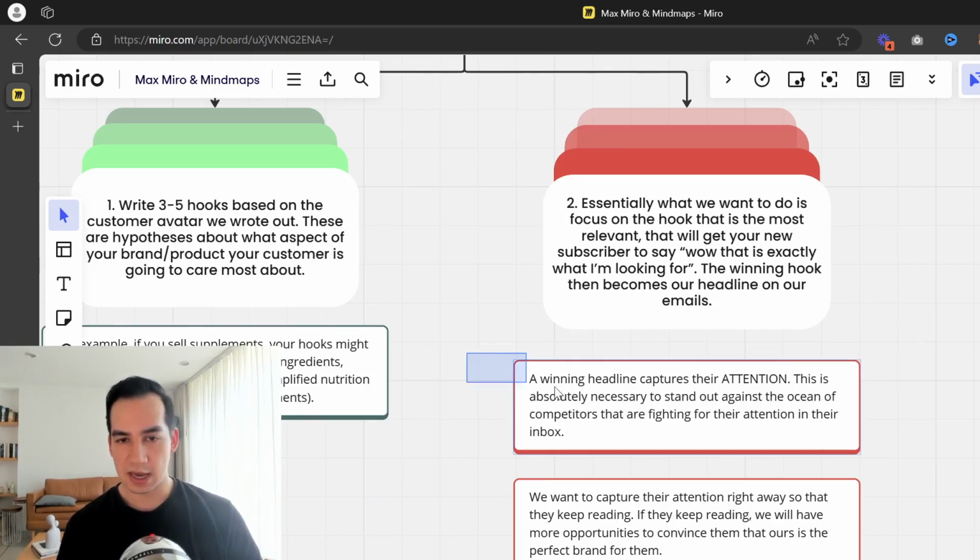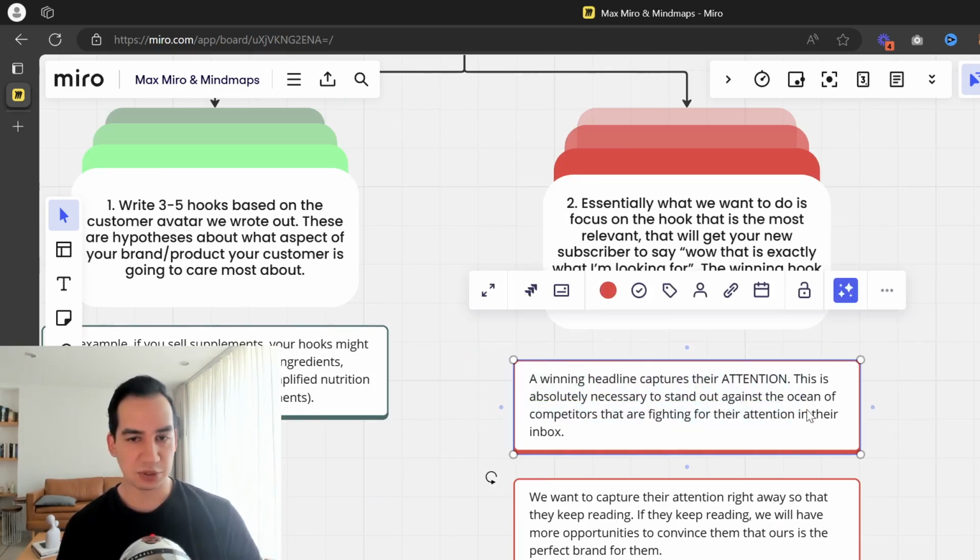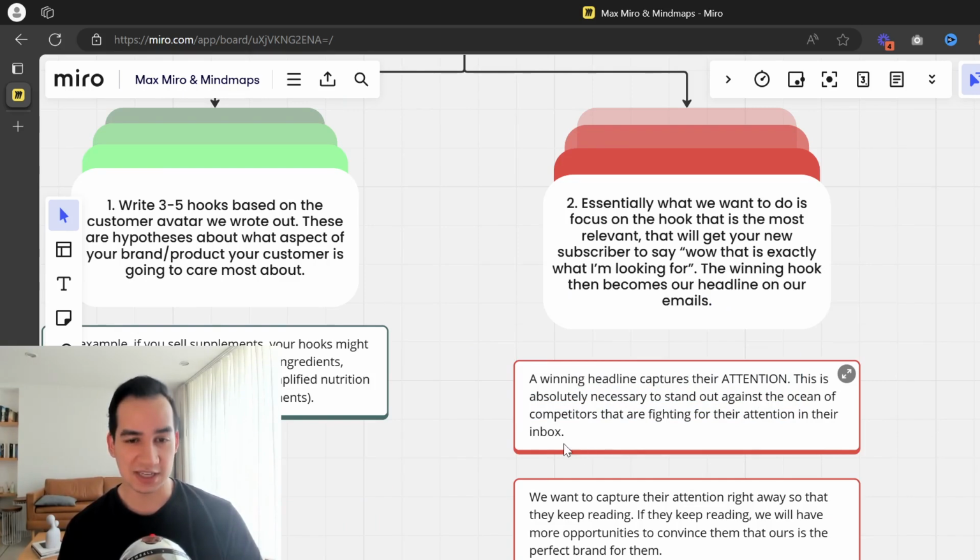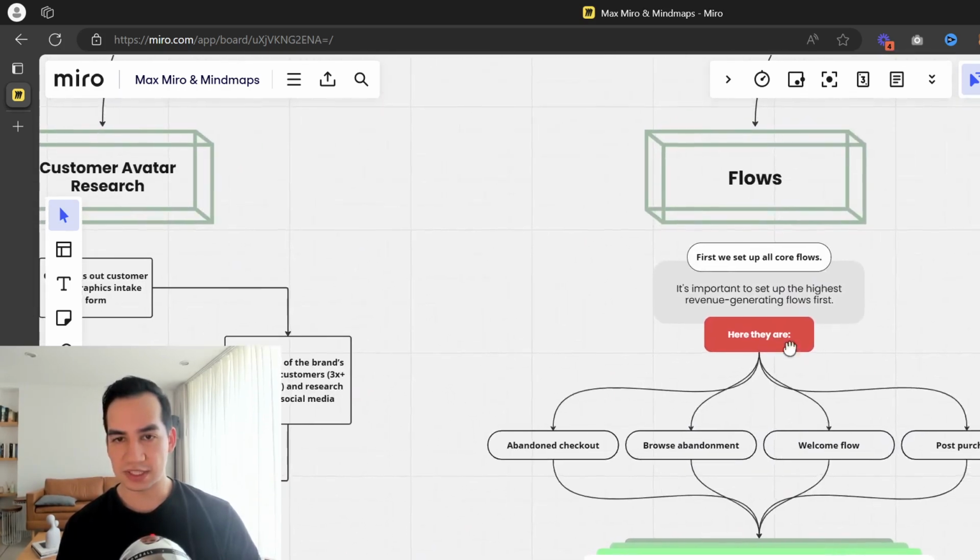The goal obviously is to capture their attention versus the sea of competitors that are fighting for their attention in the inbox. We want to capture their attention right away so that they keep reading. If they keep reading, they have a higher chance to convert. So that's the research phase.